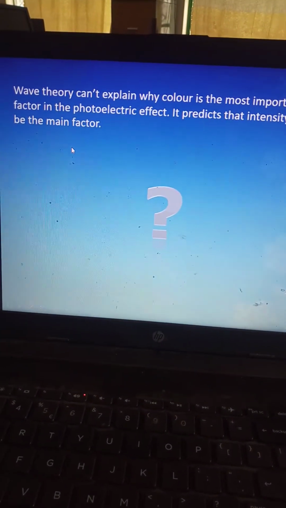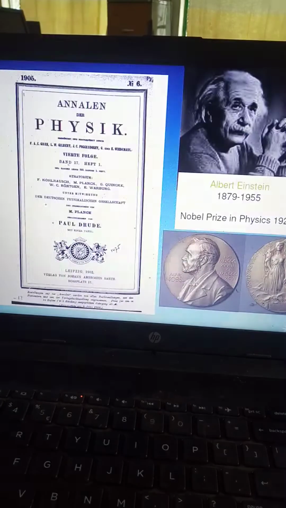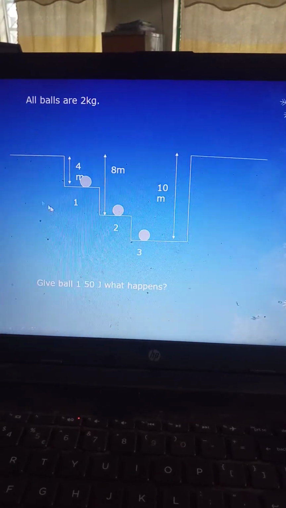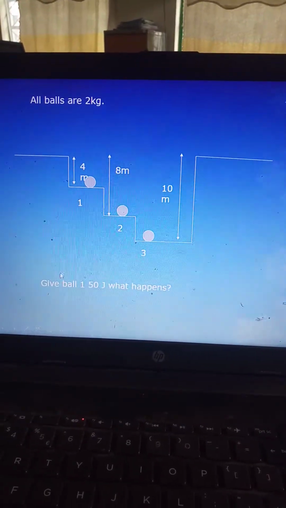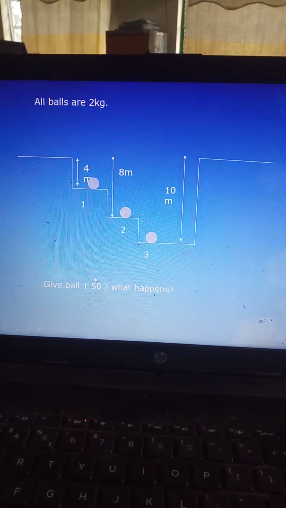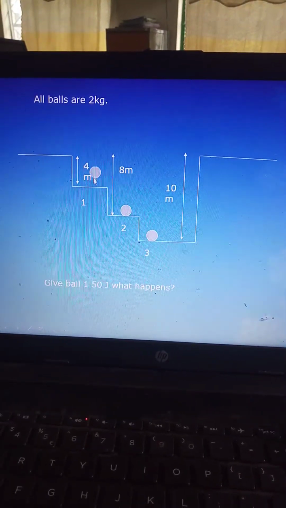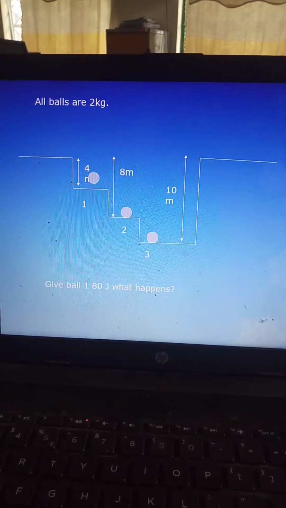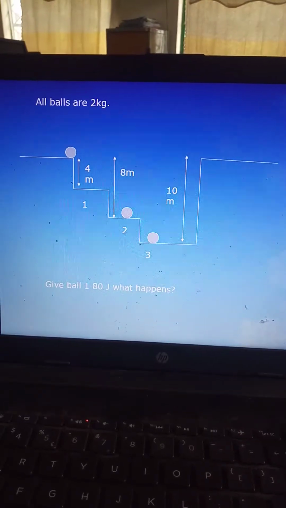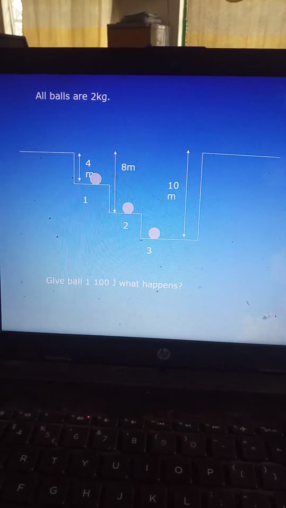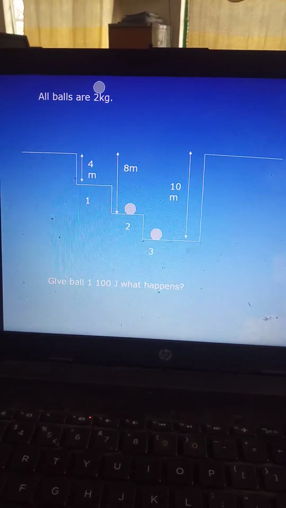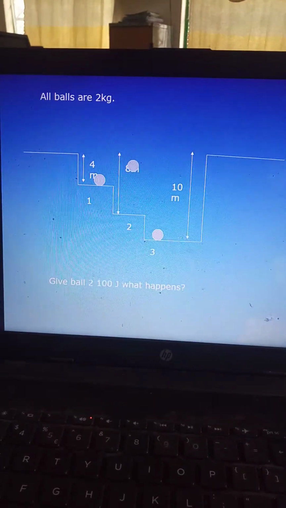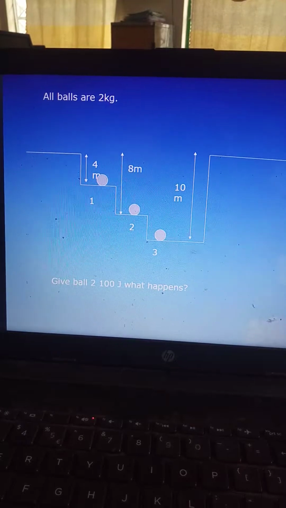So I want to start explaining what actually happens. Main activity. Look at this one. These are the three balls here. Give ball 1 50 joules. That is how far it can reach if it was to rise. Give it 8 joules. That is how far it can reach. Give it 100 joules. That is how far it can go. Give ball 200 joules. Hope you have seen where it reaches.